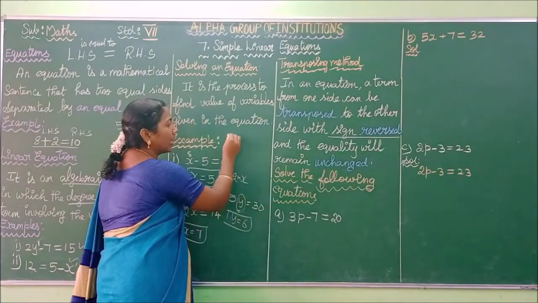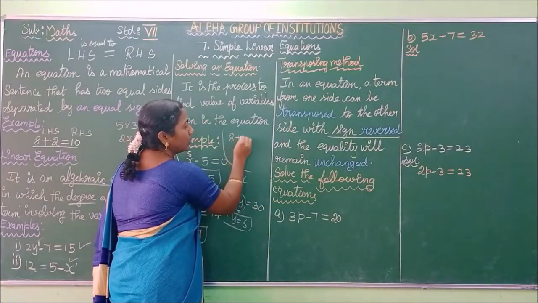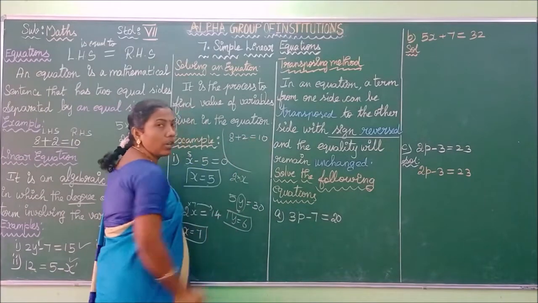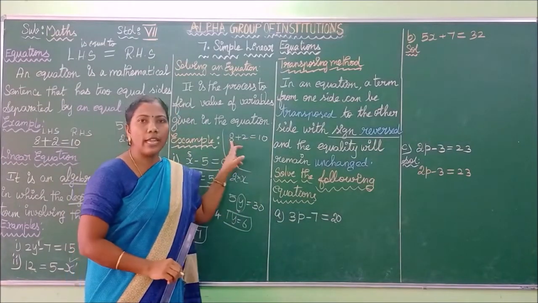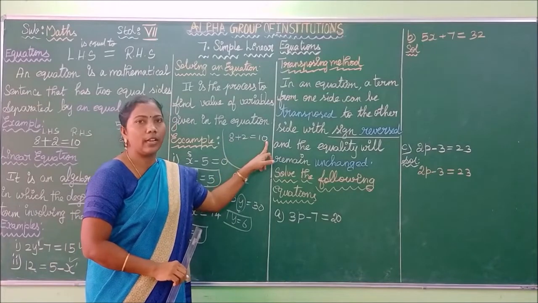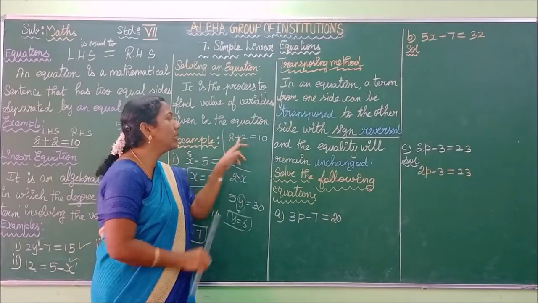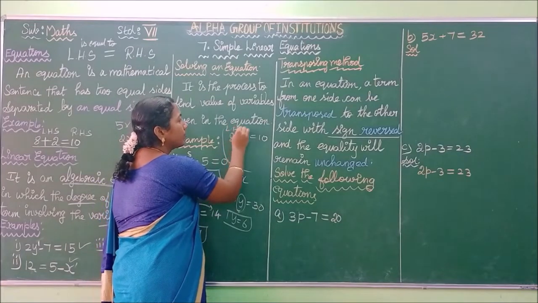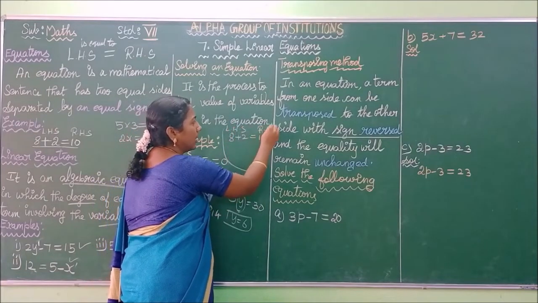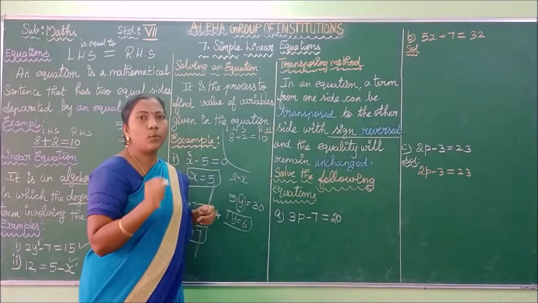See here, I give one example. 8 plus 2 equal to 10. In the LHS we have 8 plus 2. In the RHS we have 10. Now I am going to transpose the 2 from the LHS to the RHS.